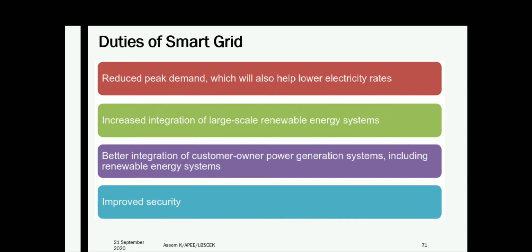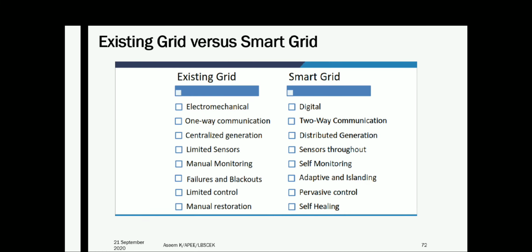Then increased integration of large scale renewable energy systems is possible. Better integration of customer-owned power generation systems, that is what we are discussing as distributed generation. The customer can also generate power, including renewable energy systems. Then improved security is another advantage of smart grid. So let us compare existing grid versus smart grid.